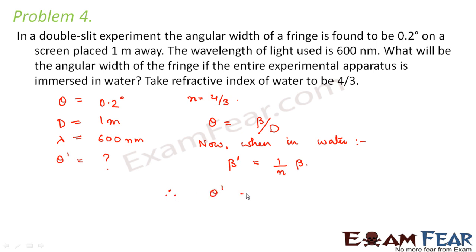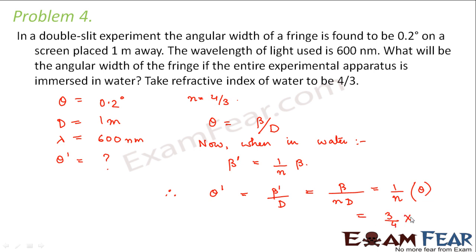Therefore, what happens to theta dash? Theta dash becomes equal to beta dash by D, and beta dash is beta divided by n. So this is equal to 1 by n into beta by D, that is theta. So this is equal to 3 by 4 into theta, which is 0.2 degrees. So this comes out to be 0.15 degrees.